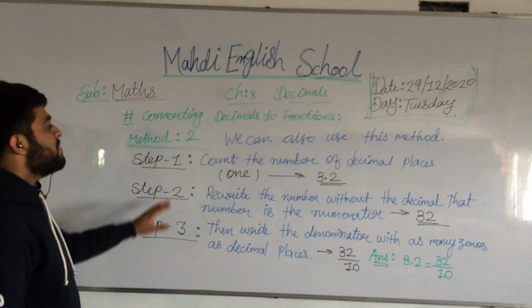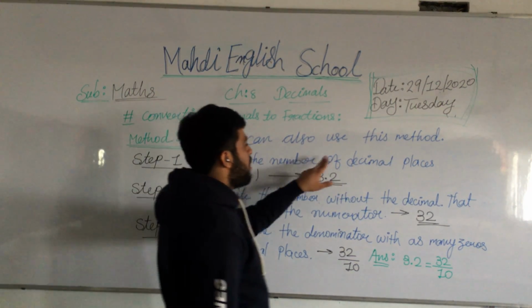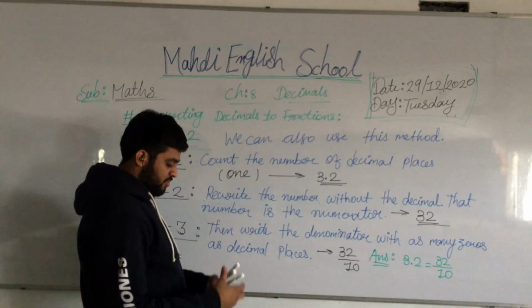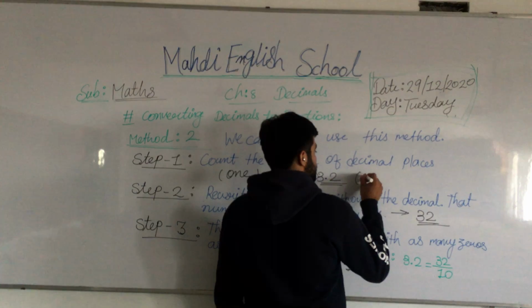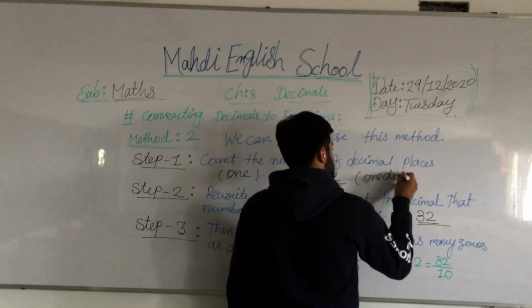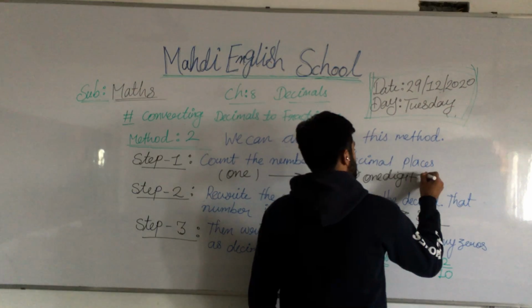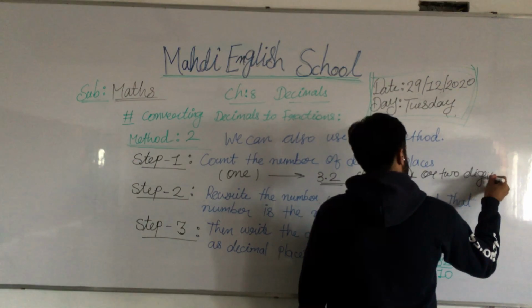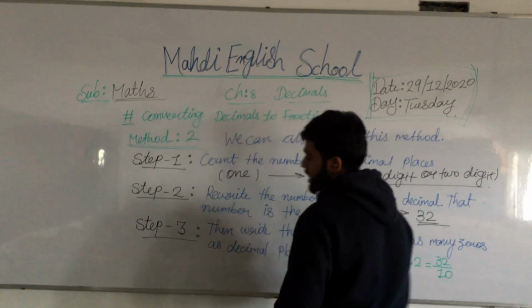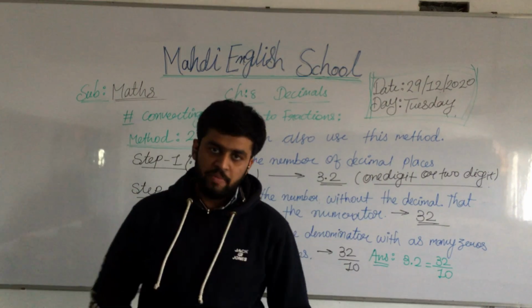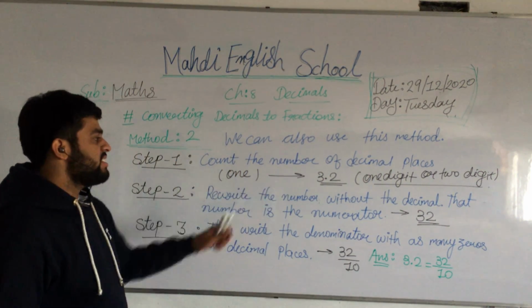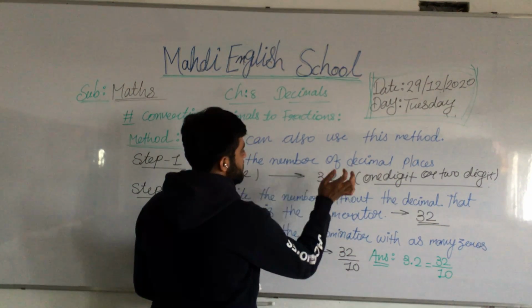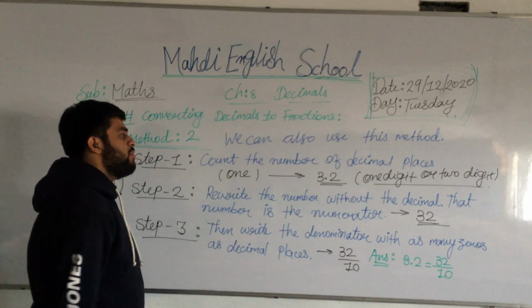What, my dear students? It means we have to count the number of decimal places. It means after the point, 1 digit or 2 digits, we have to mention here 1 digit or 2 digits. Understood? In this way we are going to count. Got my points? Now see this example, 3.2. Here is 1 digit, so we have to count it.